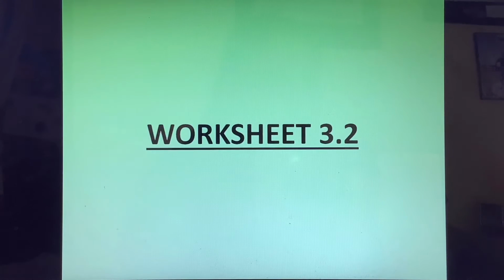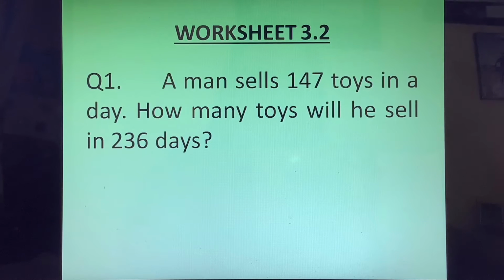Now students, let us do a worksheet to enhance our understanding. And the solutions to this worksheet are also there at the end of the video. But see the solutions after you have attempted the worksheet on your own. Question 1. A man sells 147 toys in a day. How many toys will he sell in 236 days?